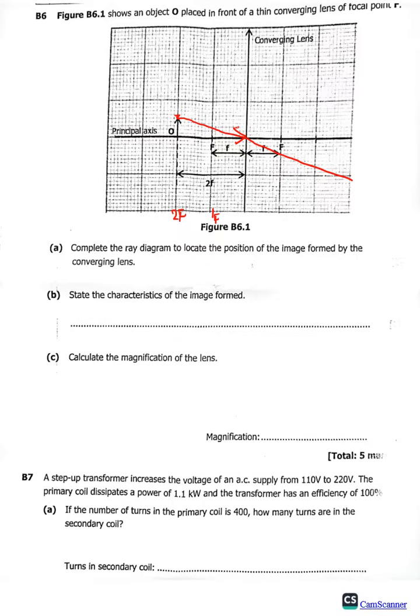Then the second line: we need to draw a line parallel to the principal axis. When it touches the lens, you draw that same line, but it should pass through the focal point. If we use a ruler, we are expecting these two lines to meet here. This is where our image is expected to be. You can use a ruler, it will work out perfectly. As for me, I'm not using a ruler.